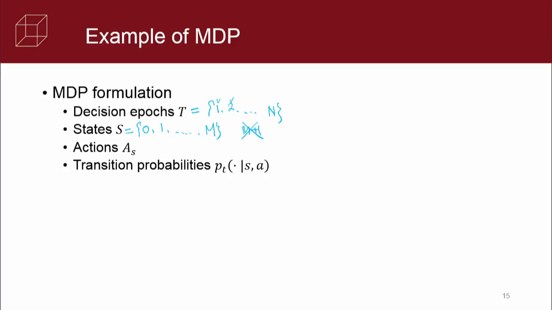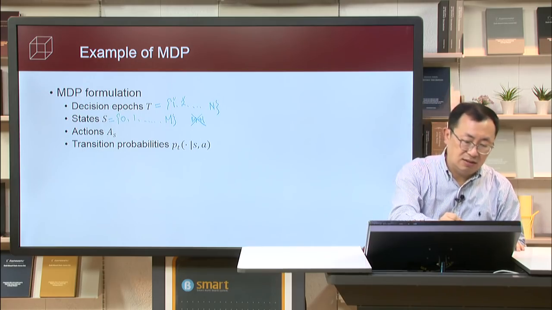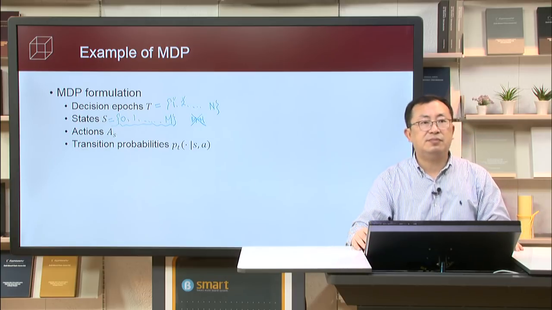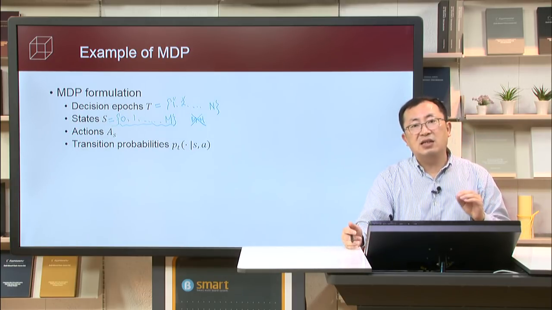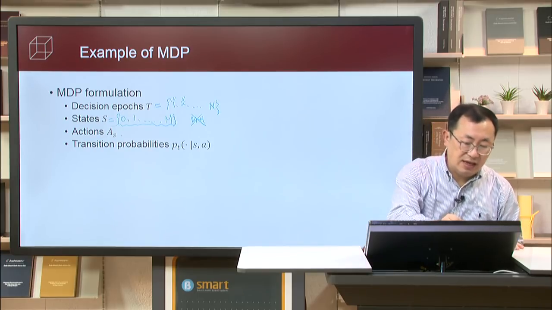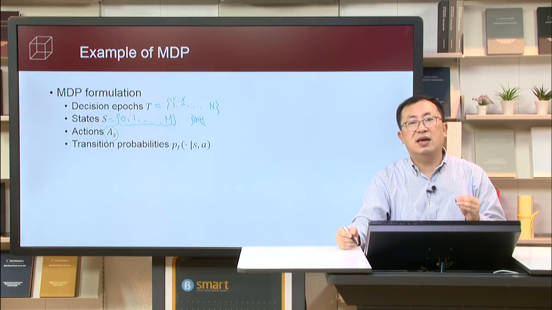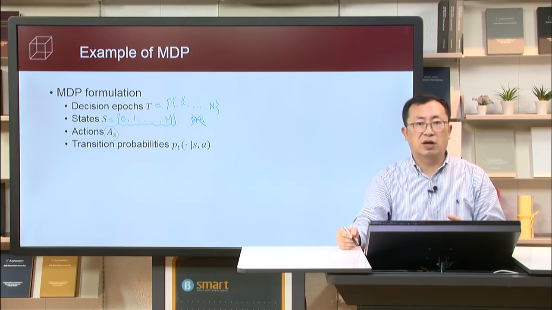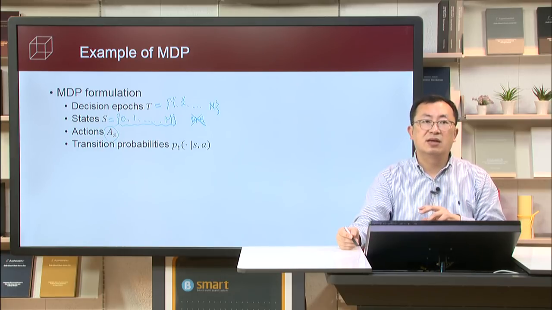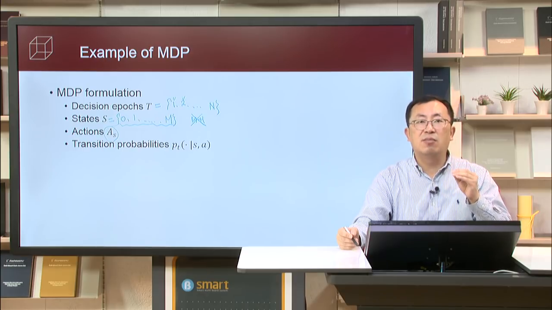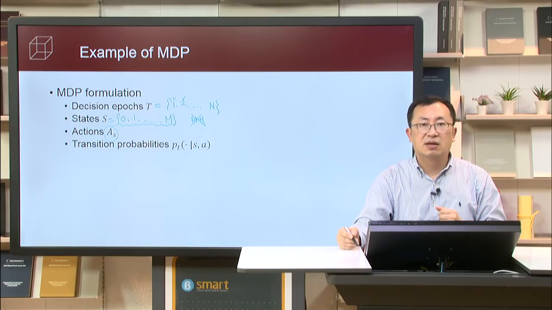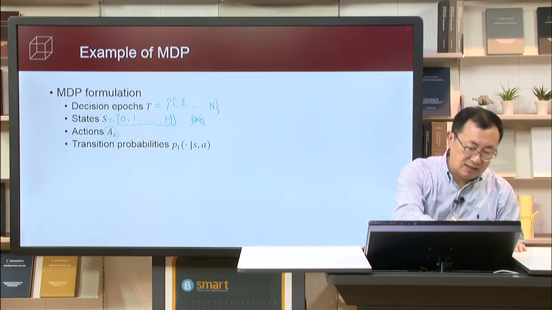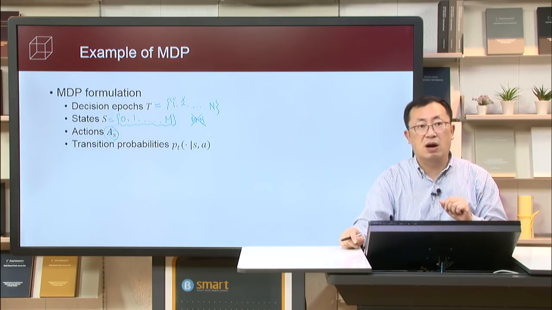Because the warehouse capacity is equal to M, the state space becomes the same as this, right? So the action in this problem, A_S, is the set of the number of units to order at the beginning of each month when there are S units in the warehouse at the beginning of each month. So S is the number of units in the warehouse.